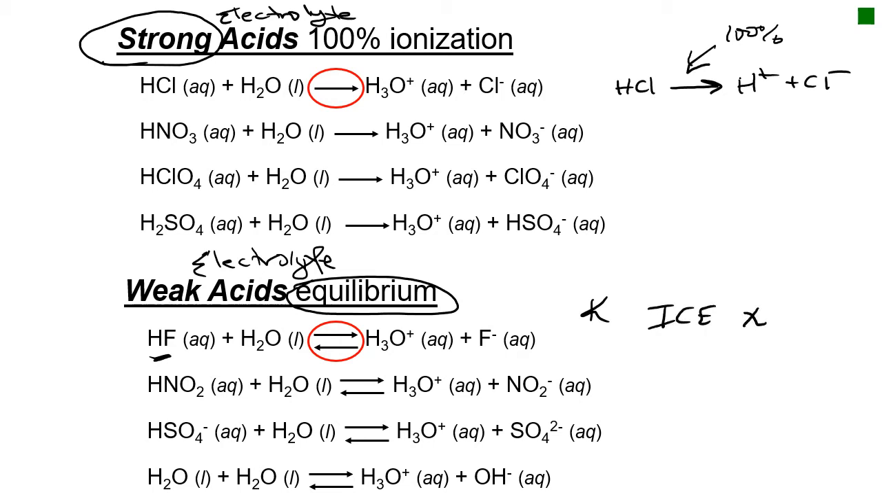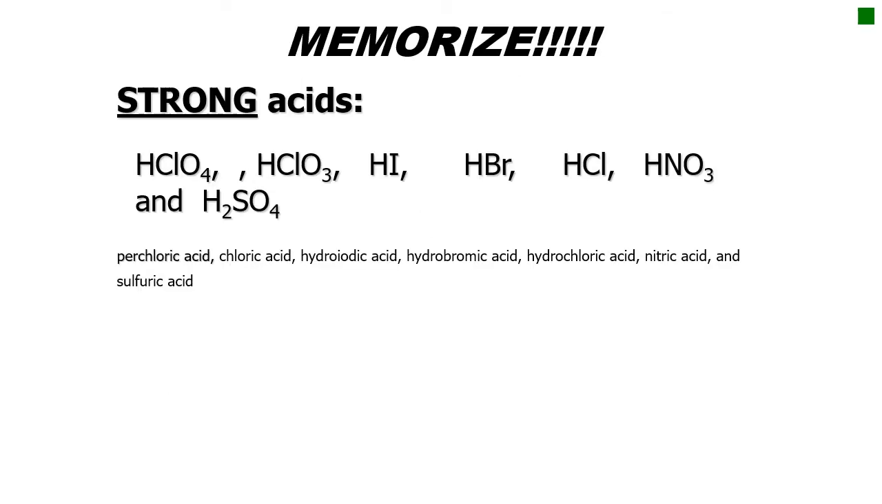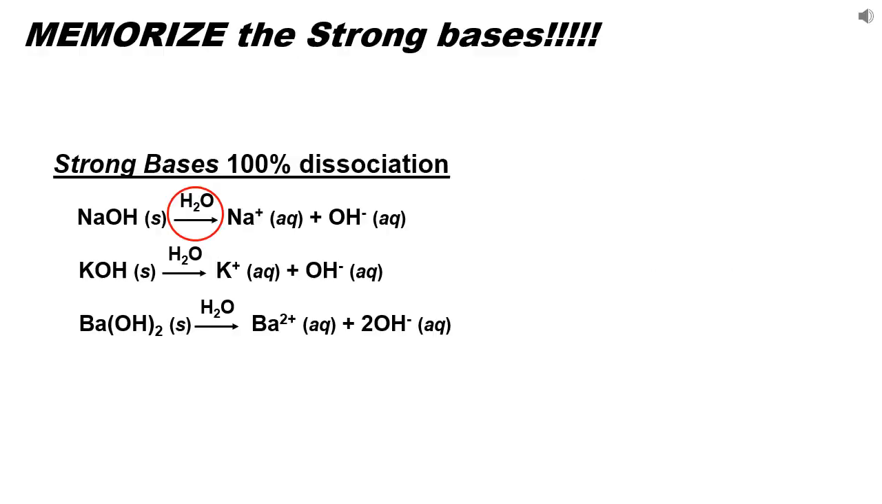So strong acid, 100% ionization, meaning if I start out with 0.1 molar of HCl, at the end I'm actually going to have 0 HCl because it's going to react 100%, and I'm going to end up with 0.1 molar H+ and 0.1 molar Cl-. Strong, 100%. Make sure you have committed to memory the strong acids: perchloric, chloric, hydroiodic, hydrobromic, hydrochloric, nitric, and sulfuric, first hydrogen only. You need to have those committed to memory.